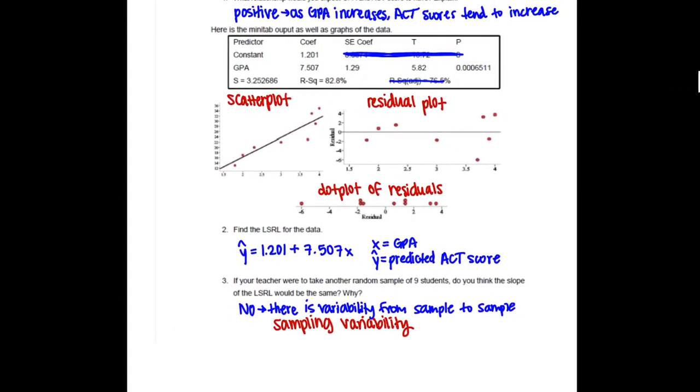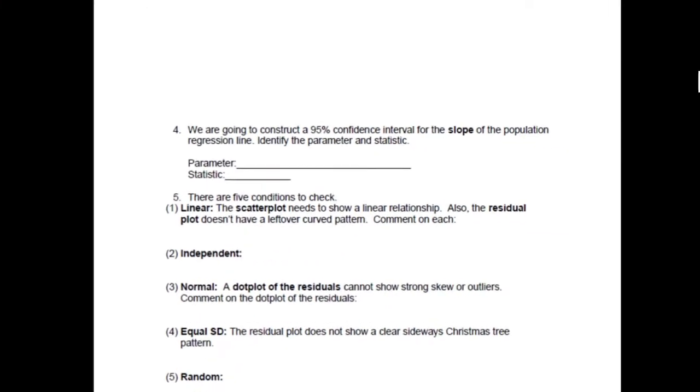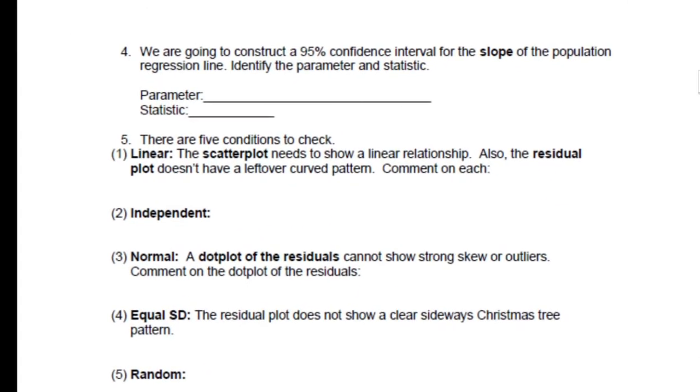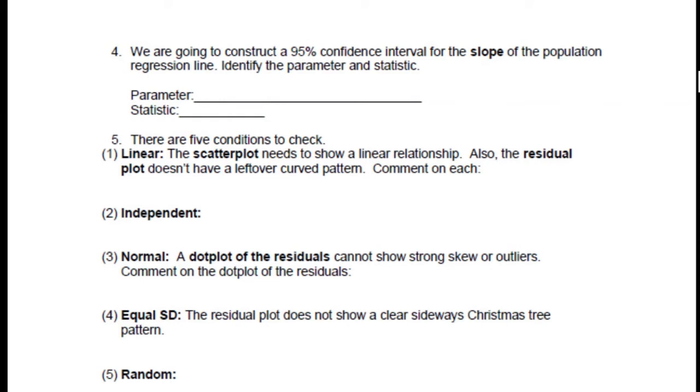So let's move on. Now, with number 4, we're going to construct a 95% confidence interval for the slope of the population regression line. So I want to identify the parameter and statistic. Now with that, you should be able to do that. And then we will look at the 5 conditions. But we haven't learned all of this yet.